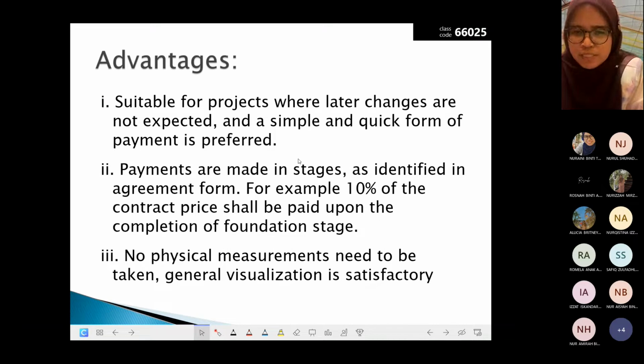So the advantages dia biasa kalau benda yang dah biasa buat lah. Contohnya macam paling senang buat rumah kan. Kalau kat kampung ke dia buat rumah, dia memang kena lump sum terus lah. Okay, dia tak detail. Okay, some payments are made in stages as identified in agreement form lah. Okay, bayar by stages. No physical measurement need to be taken. Okay, tengok je, oh dah naik column, then bayar. Okay, oh dah naik butter, okay, bayar lagi 10%. Bayar by stages lah.